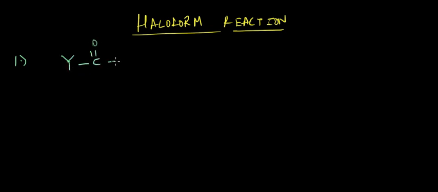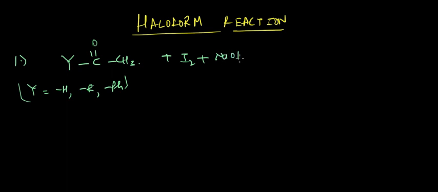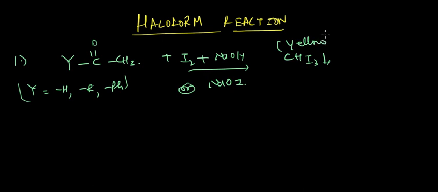So we have this group, where Y can be either H, R, Ph, anything, and we have I2 and NaOH. You can also take NaOI in place of I2 plus NaOH. We get a yellow colored precipitate of CHI3, and we get YCO2 minus Na plus.